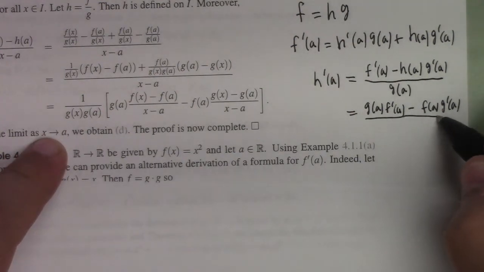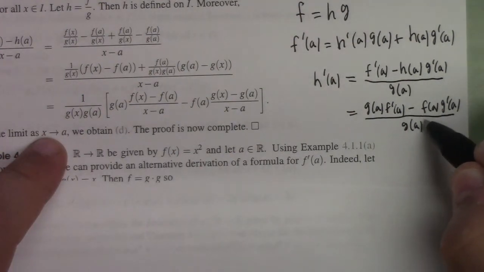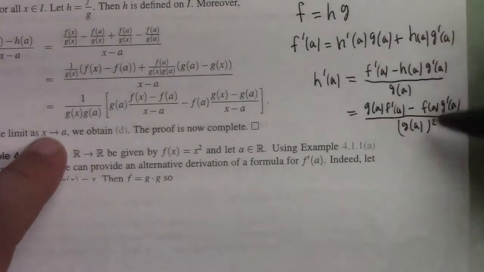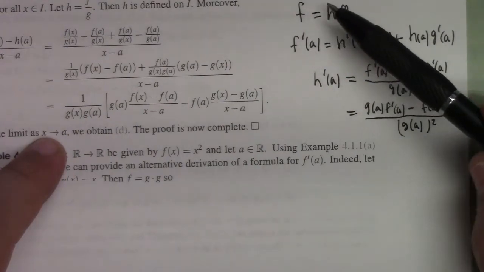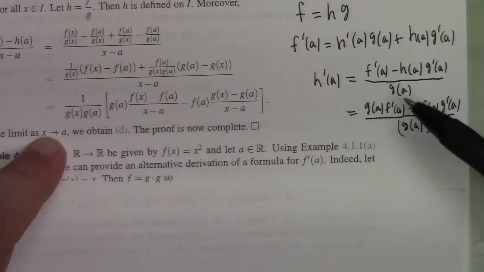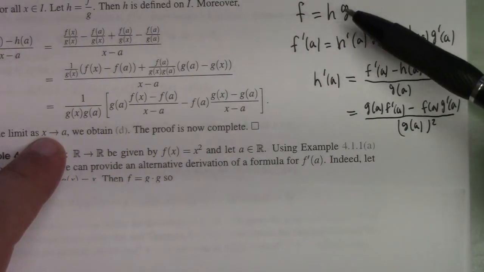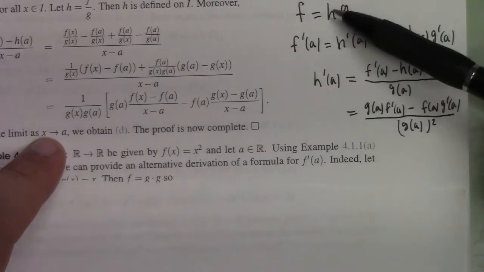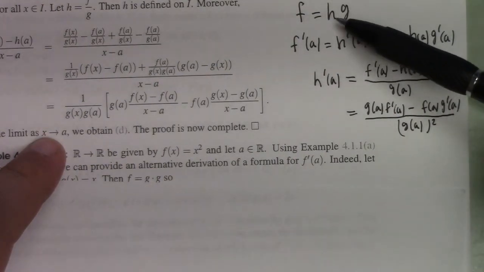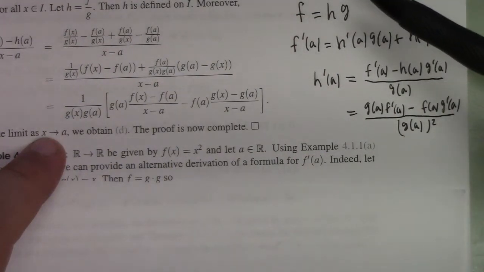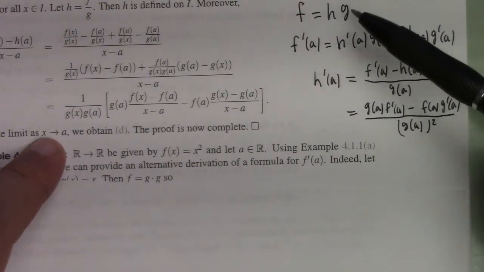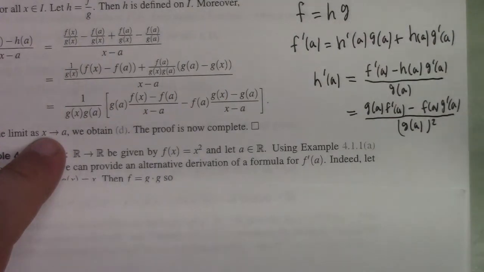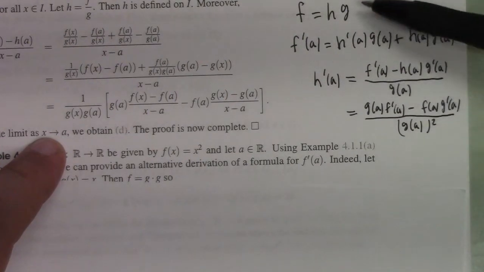Divided by g of a squared. Now, what's the problem with the argument I just scribbled here in the margin? That's the product rule, fair enough, but what do you need to know for the product rule to hold? Well, you need to know that the derivative of that function exists, but that is not given here, right? We have the differentiability of f and g given. We don't know that the derivative of the quotient exists, so this is not quite logical, is it?